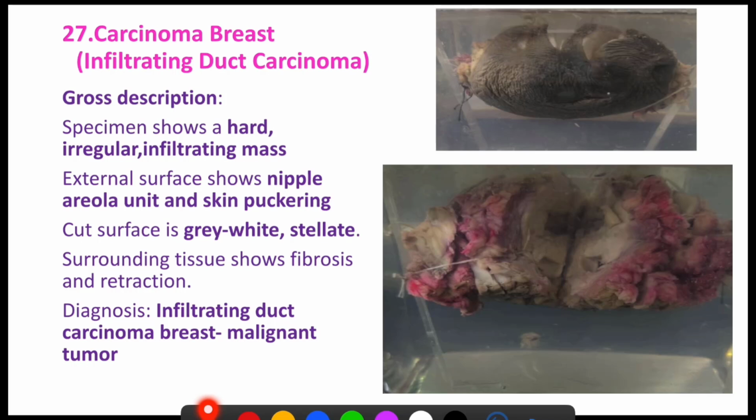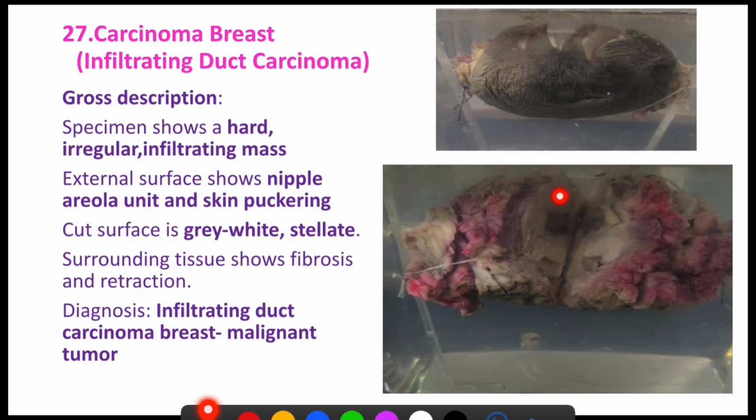Carcinoma of breast, it is a malignant tumor of breast. So for neoplasia, you have learned benign tumors in the form of lipoma, fibroadenoma, leiomyoma, and polyp of intestine. Now it is tumors of breast which are malignant in nature. Here this is the gross specimen. Outer surface is identified by thick skin and nipple areola unit. You have to measure the size of this specimen.